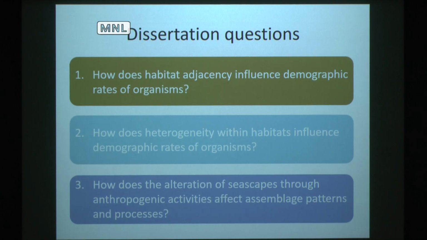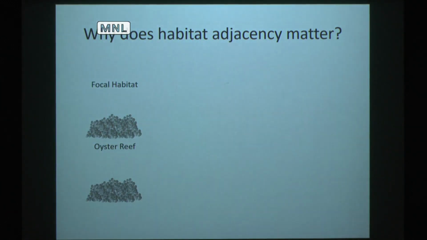So now we're going to look into the first question. And this study specifically addresses how 2 different types of adjacent habitats can influence the demographic rates of organisms on a focal habitat. And so why does habitat adjacency matter? Well, the proximity of one type of habitat to another can potentially strongly influence population and community dynamics.